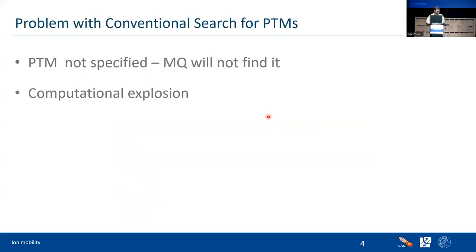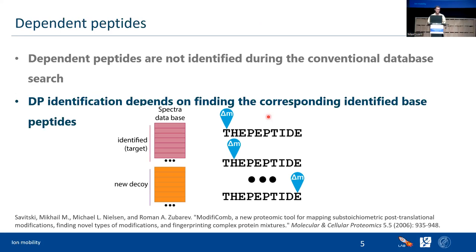What if you want to look for various modifications or all of them, or even look for unknown modifications? That's where dependent peptides search comes in. The idea of dependent peptides is that we are looking for modified versions of peptides that were already identified in a conventional Andromeda search. This implies two things: that dependent peptide search is a separate step after conventional search, and that only those modified peptides can be found which have their unmodified version in conventional search.